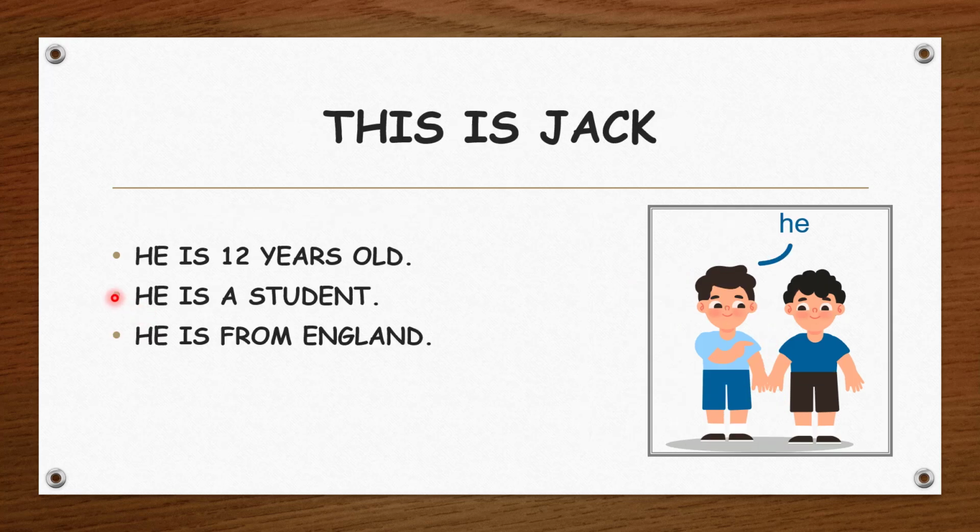Now, again, John is presenting his friend, a boy. He is 12 years old. He is a student. He is from England. Now, his friend is singular and he is a boy, so we use the subject pronoun he.